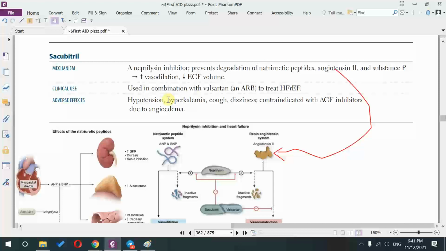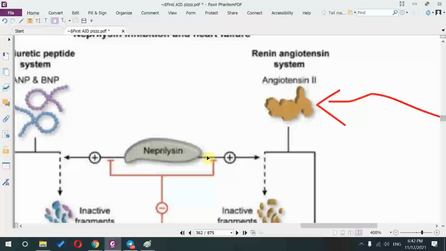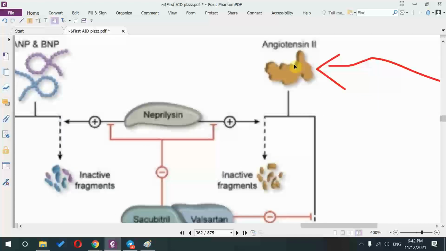You are like, wait a second, why hyperkalemia? It does not make sense. Why would this drug lead to hyperkalemia? Well, here is the thing. If you give it alone, not with anything else, if you give it alone without the valsartan, what will happen to the level of angiotensin 2? It will increase. Look, neprilysin degrades the angiotensin 2.